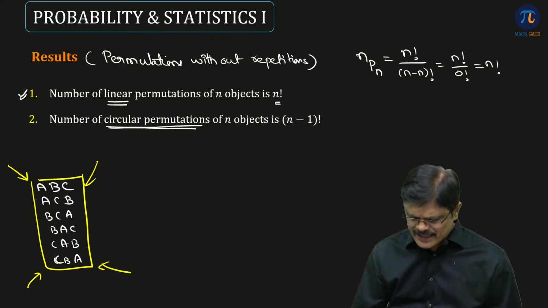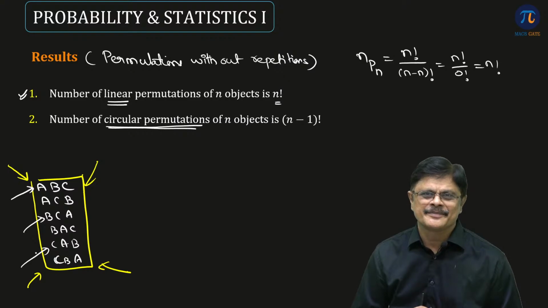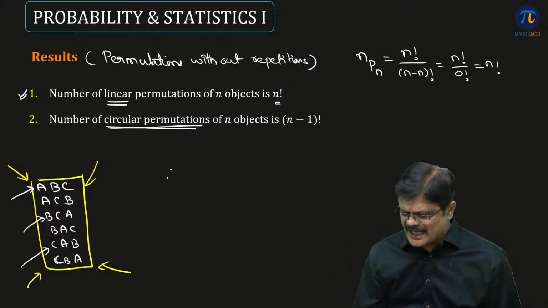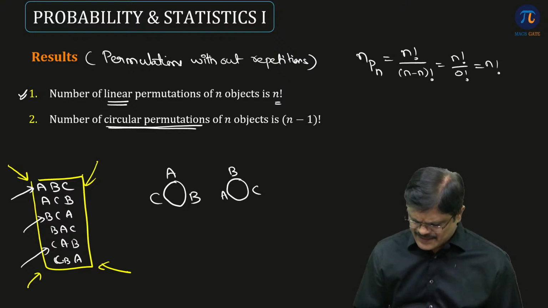But if you consider the following 3 permutations, arrange them in a circle. That is, this ABC, you arrange them in a circle. Then this BCA in a circle. Then this CAB.